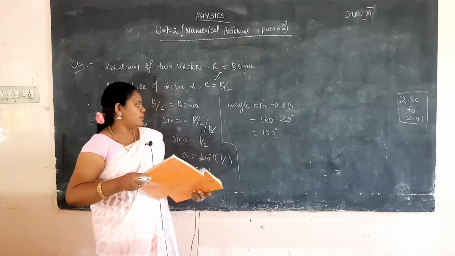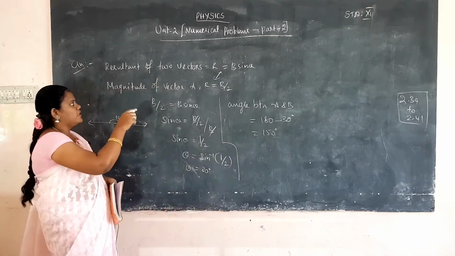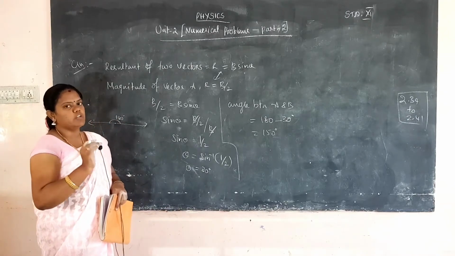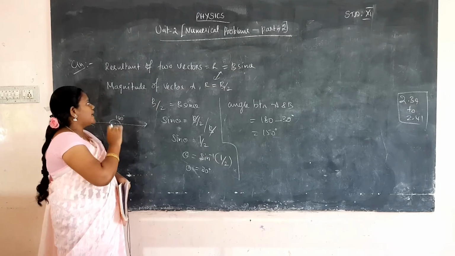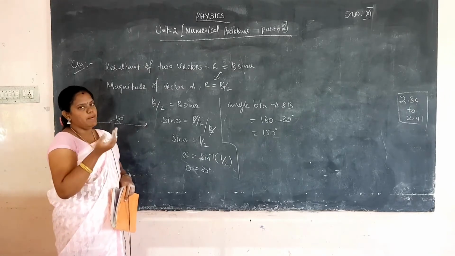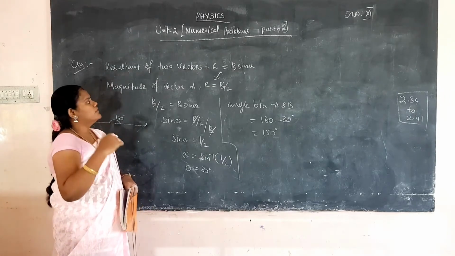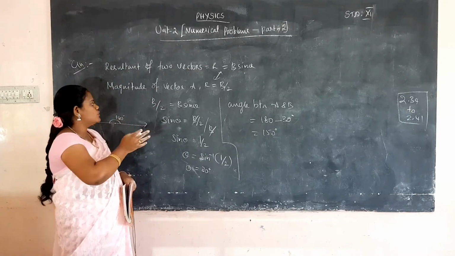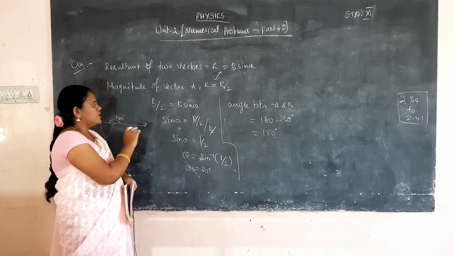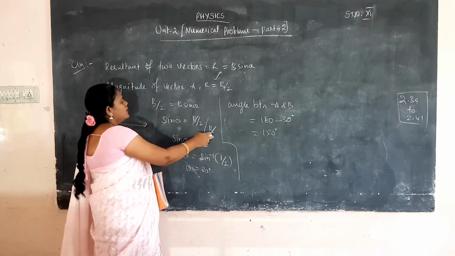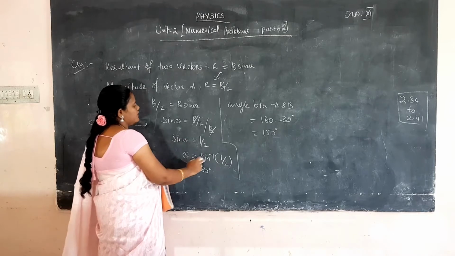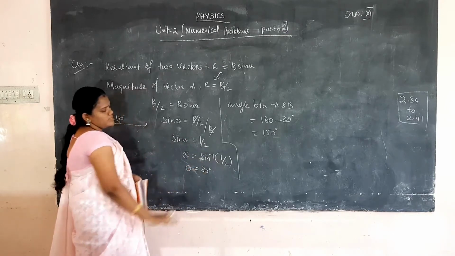So how did we calculate? First, the resultant of vectors A and B is R, which is the vertical component, so B sin theta. The magnitude of vector R is B by 2, half of vector B. So R is equal to B by 2. We equate the two: B by 2 is equal to B sin theta. So sin theta is equal to B by 2 by B. B cancels, so sin theta is equal to 1 by 2. So theta is equal to sin inverse of 1 by 2, so theta is equal to 30 degree.